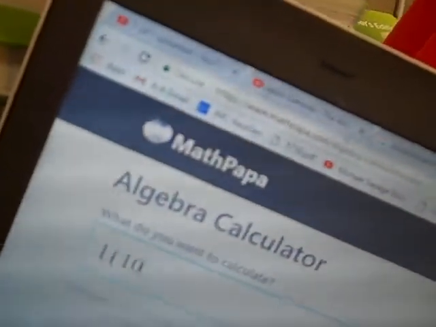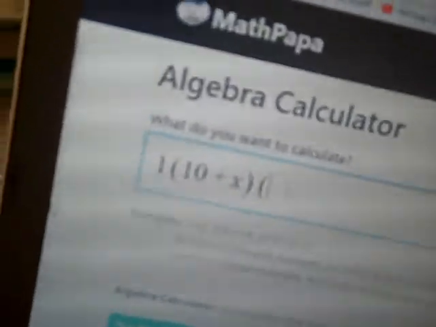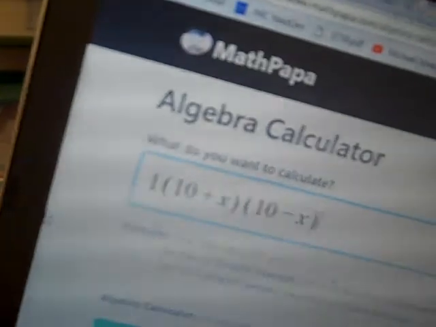And on the other side, I've got 1 parentheses 10 plus x. On the other side, 10 minus x. Okay, I got negative x squared. I'm going to put 1 in front of the x squared. So negative 1x squared plus 100.